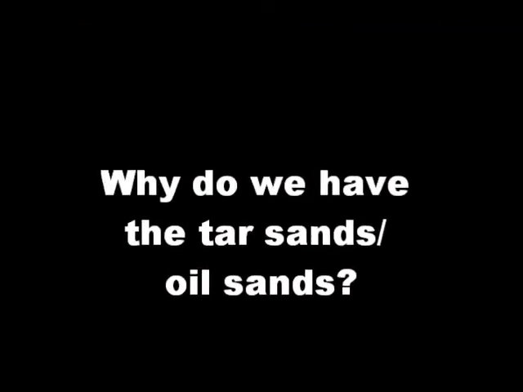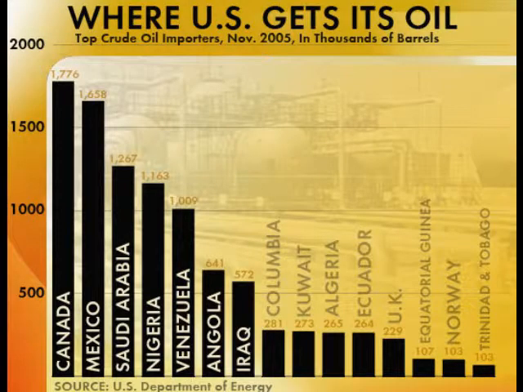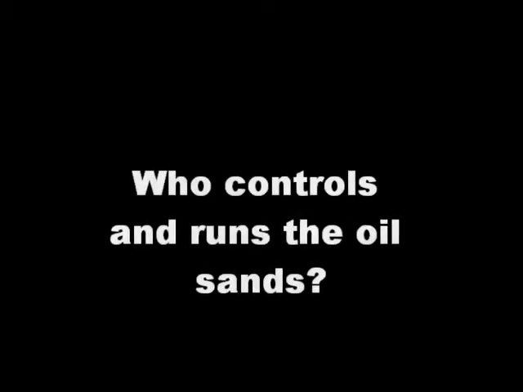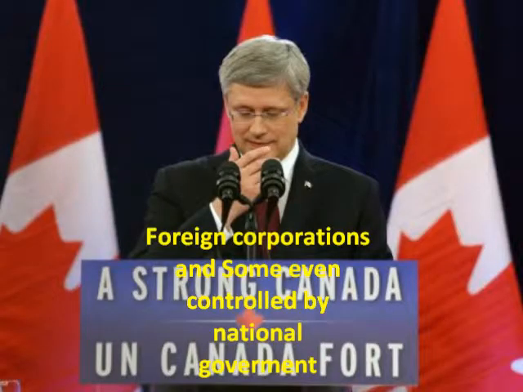Why do we have the tar sands slash oil sands? Alberta's oil sands are a growing contributor to the world oil supply and a stable energy source for domestic and international markets, for example, the United States. Who controls and runs the oil sands? Number one is foreign corporations, and number two is some are controlled by national government, for example, Stephen Harper.